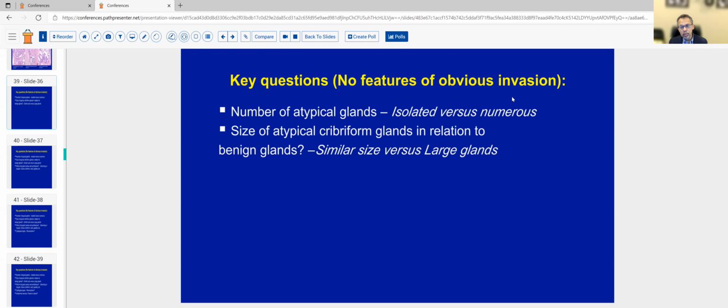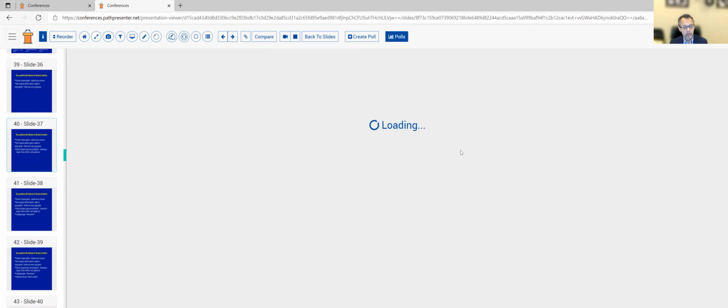So if there are no features of obvious invasion, then we have several questions to ask. How many atypical glands are we seeing, few or numerous? Typically, cribriform high-grade PIN is limited to few glands, while other atypical spectrums are going to have numerous glands. What is the size of atypical cribriform glands in relationship to benign glands? Similar size or larger glands? When you have significantly larger glands, that typically excludes high-grade PIN from the differential.